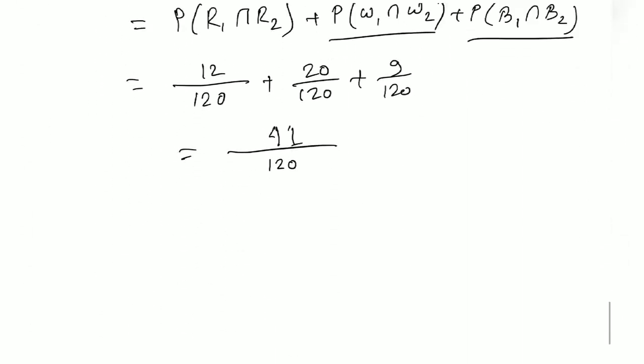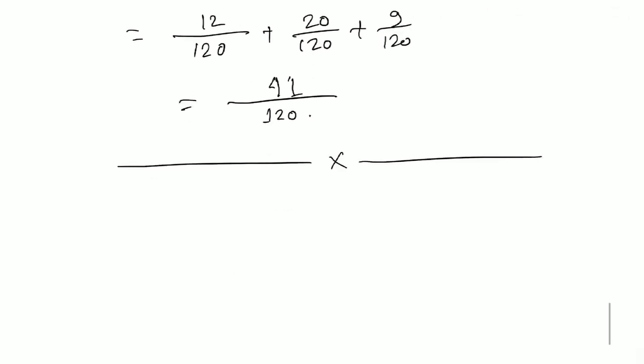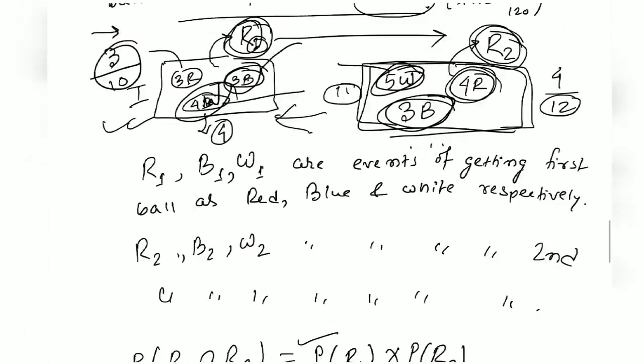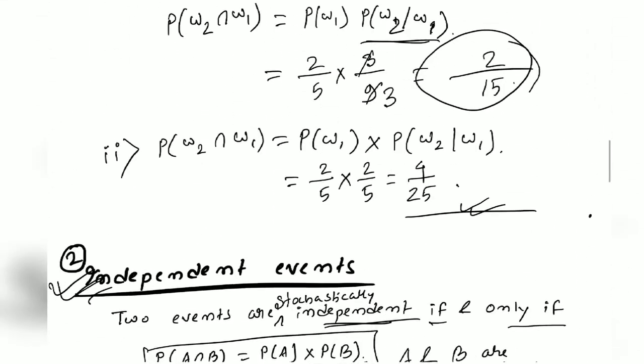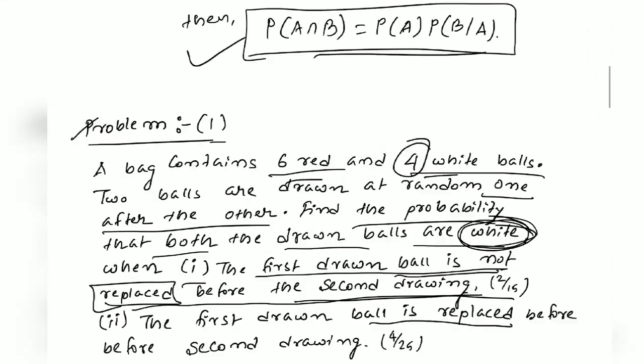In this way we'll solve some other problems from this topic. These are the 2 problems from one topic, independent events and conditional probability.